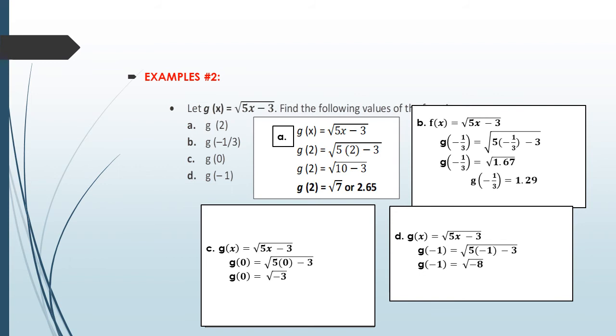Okay. So, ang value po na makikita nyo sa letter A ay positive 2, letter B naman po ay negative 1/3, letter C ay 0, letter D ay negative 1. So, let's apply and let's solve the given.